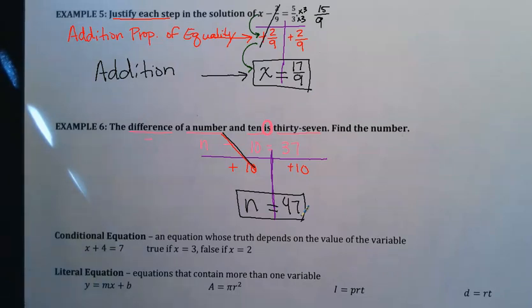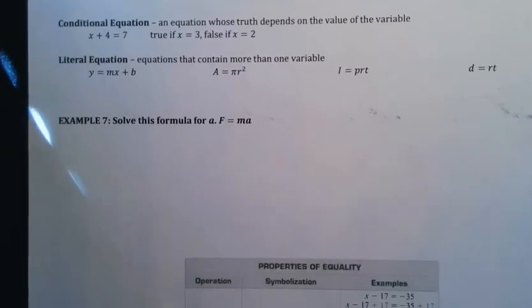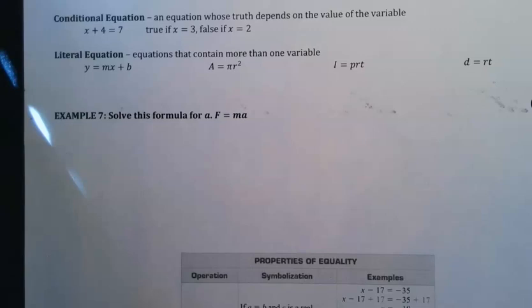All right. Then we're going to talk about two different types of equations: conditional equations and literal equations. A conditional equation is an equation whose truth depends on the value of the variable. So x plus 4 equals 7 is true if x equals 3. However, it's going to be false if x equals 2. So those are conditional.